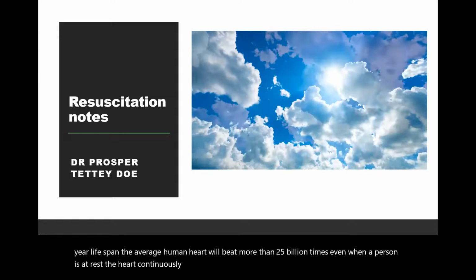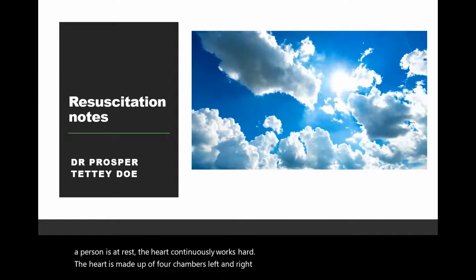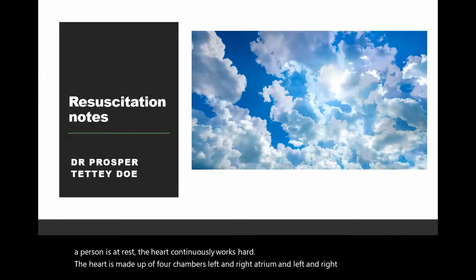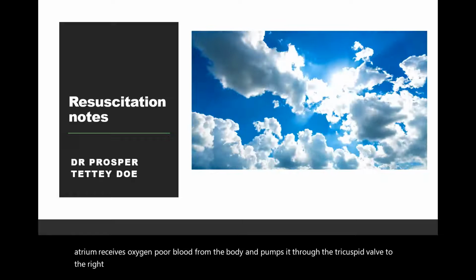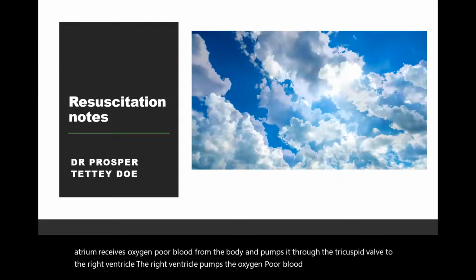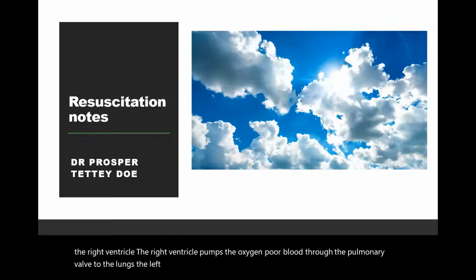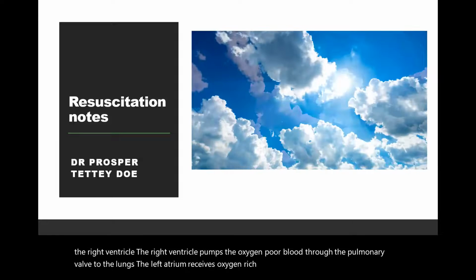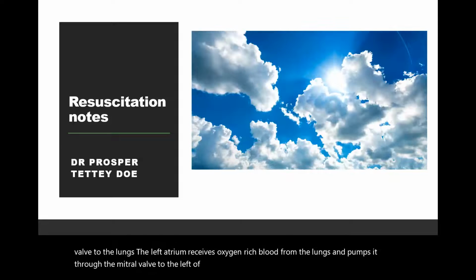The heart is made up of 4 chambers, left and right atrium and left and right ventricle. The right atrium receives oxygen-poor blood from the body and pumps it through the tricuspid valve to the right ventricle. The right ventricle pumps the oxygen-poor blood through the pulmonary valve to the lungs. The left atrium receives oxygen-rich blood from the lungs and pumps it through the mitral valve to the left ventricle. The left ventricle pumps the oxygen-rich blood through the aortic valve out to the rest of the body.